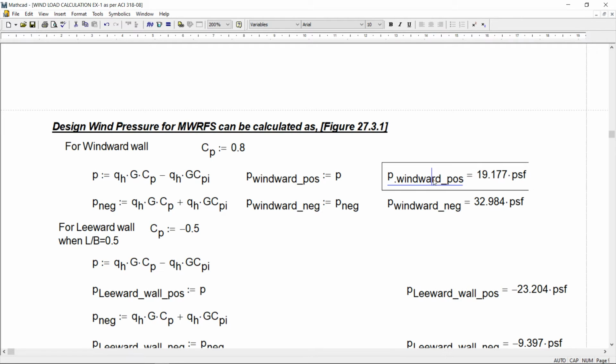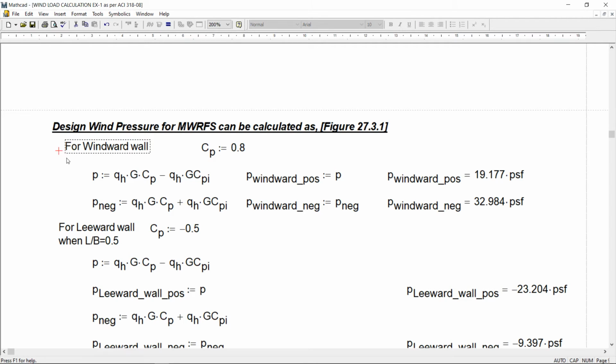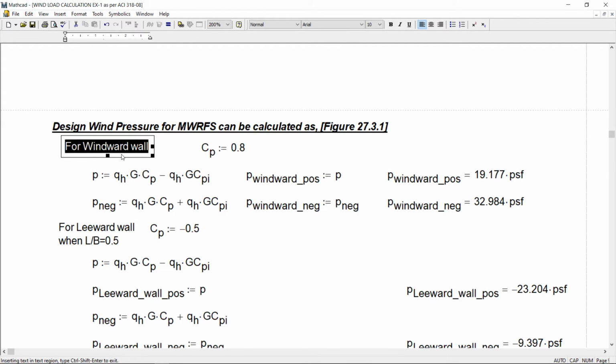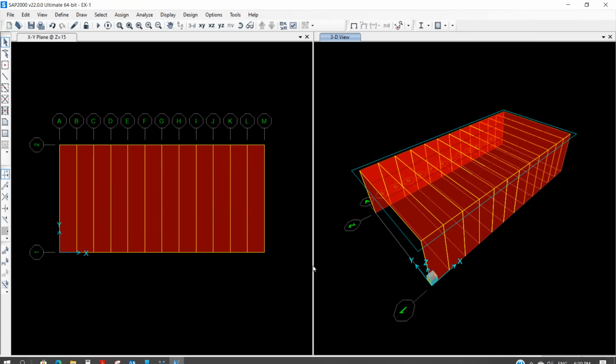So in that case, for the windward wall, here you can see for the windward wall, the positive pressure will be equal to 19.177. Now this was the case where wind is blowing perpendicular to the 60 feet wall. That means this wind is blowing here.